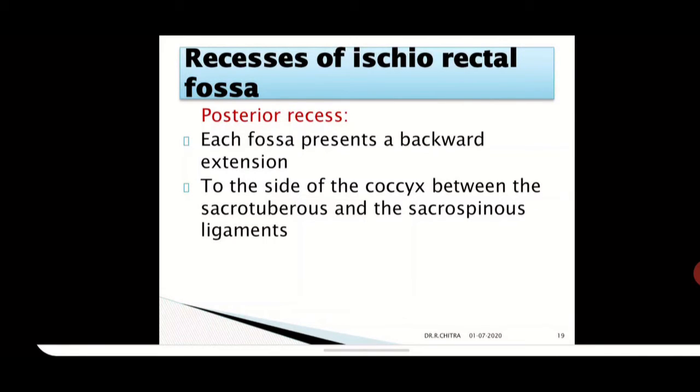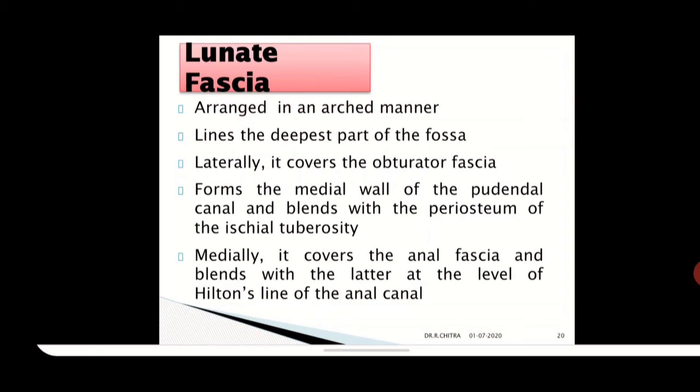Posterior recess: each fossa presents a backward extension to the side of the coccyx, between the sacrotuberous and the sacrospinous ligaments. This fossa has a fascia, the lunate fascia. What is this lunate fascia? It is lining this fossa, the deepest part of the fossa.